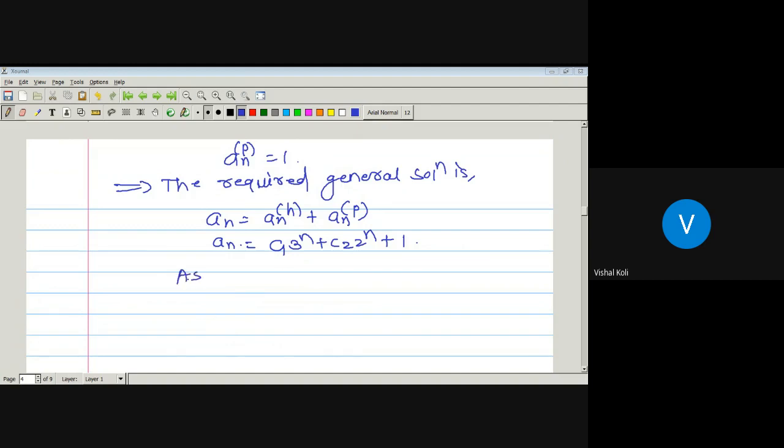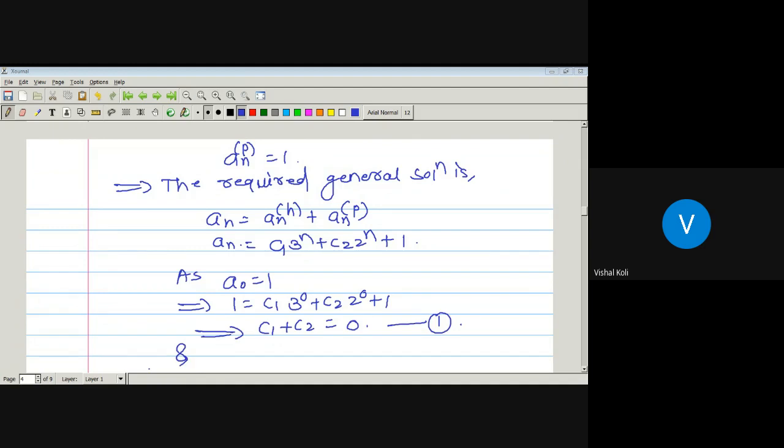As a_0 is equal to 1, which implies 1 is equal to C1 3 to the power 0 plus C2 2 to the power 0 plus 1, which implies C1 plus C2 is equal to 1 minus 1, which is 0. Take this as equation number 1.